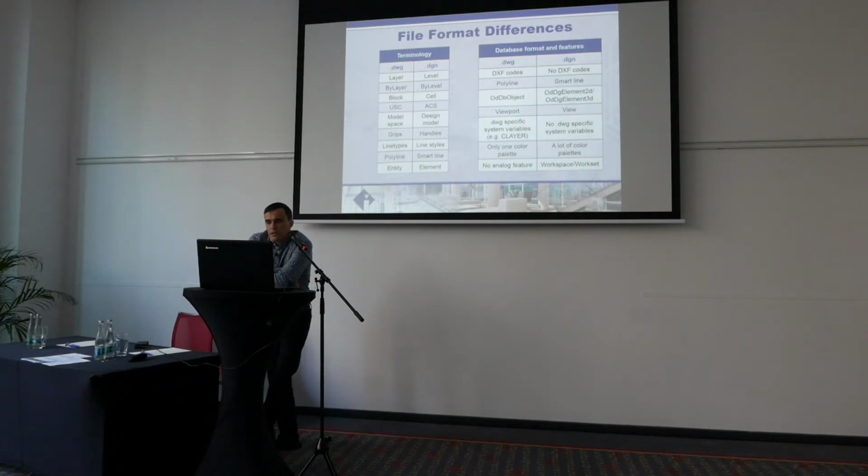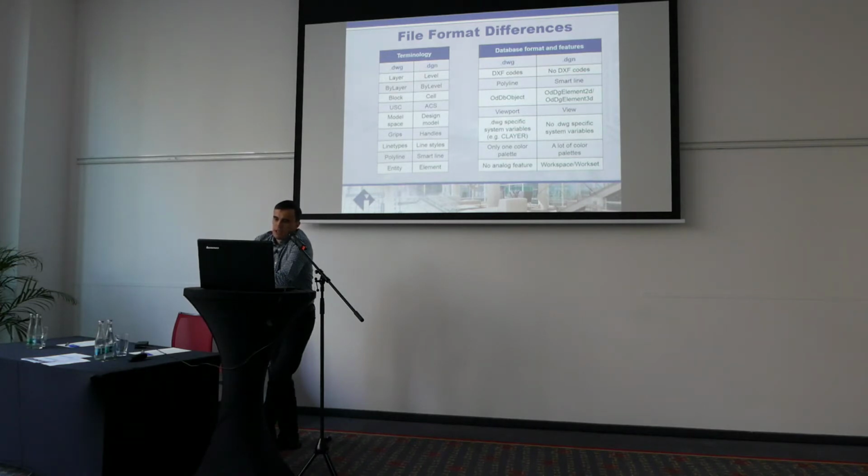Another example is a polyline. A polyline in DWG is a list of vertices with end and start points and bulges, while the DGN smart line is a set of other objects: lines, arcs, etc., linear objects. This creates differences in implementation, but we tried to offset these differences for the end users.